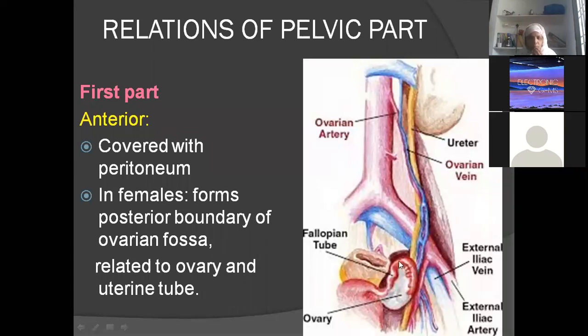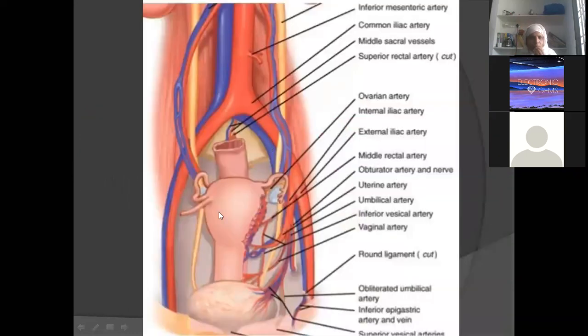Now. This is uterus, beta. This is fallopian tube. This is ovary. Now ureter is passing anterior to ovary or posterior to ovary? Posterior. That's what. In females, it forms the posterior boundary of ovarian fossa. Okay. And what is the name of this tube? Fallopian tube. Uterine tube or fallopian tube. That means it is going behind the fallopian tube or uterine tube. See the course. See, this is the uterus. This is the fallopian tube, this is the ovary, and our ureter is going behind.